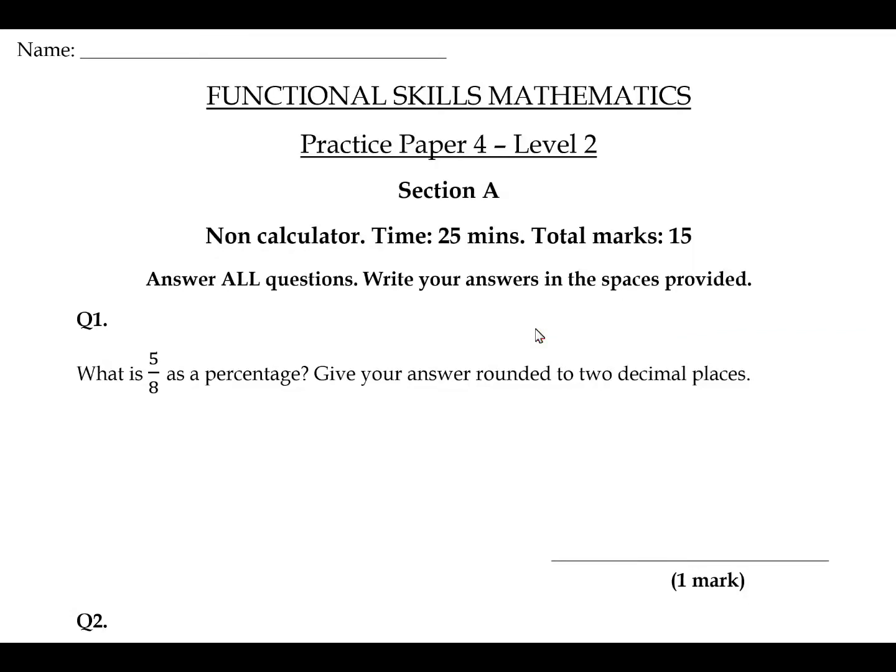Welcome to this video on Functional Skills Maths Practice Paper 4 at Level 2. We're going to show you how to do the questions on this practice paper to help with your revision. We're going to start with Section A, which is the non-calculator section, and it's going to take approximately 25 minutes, and there are a total of 15 marks available.